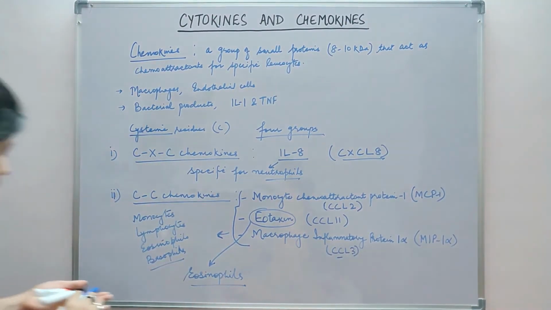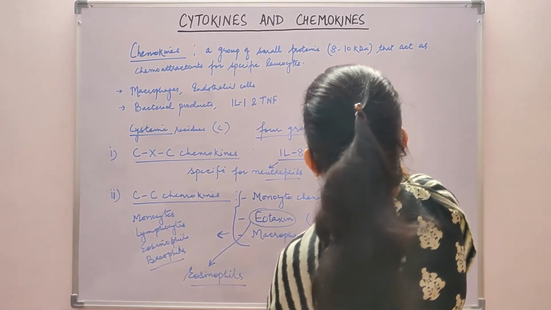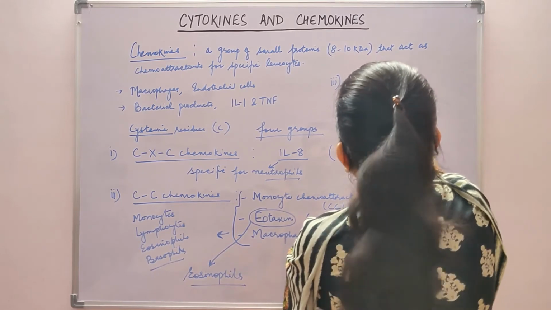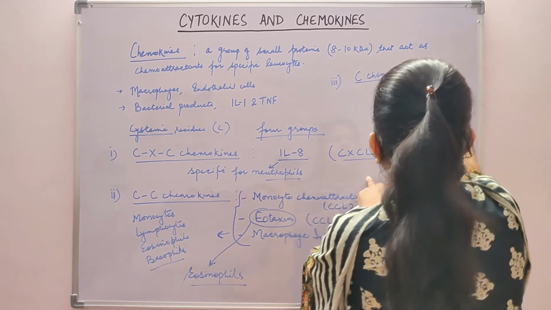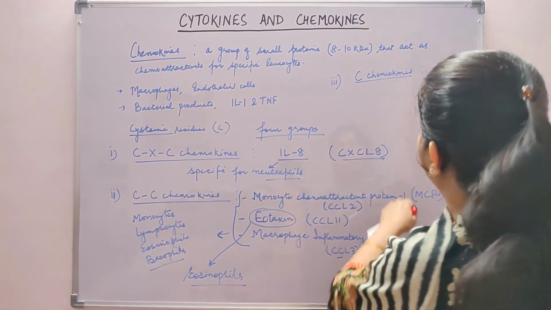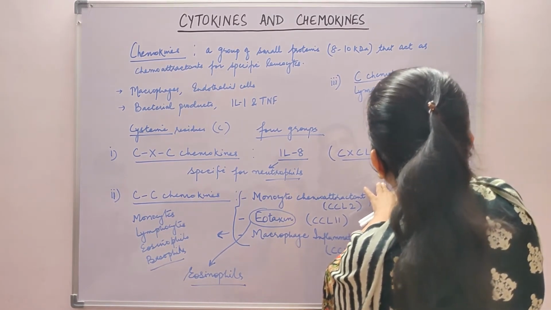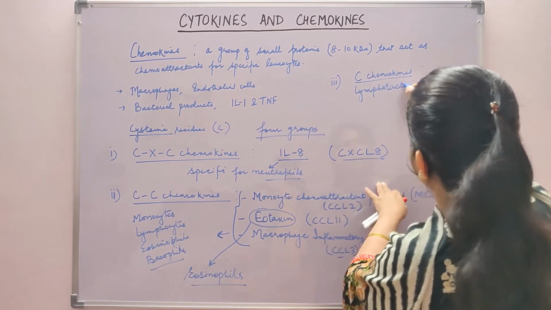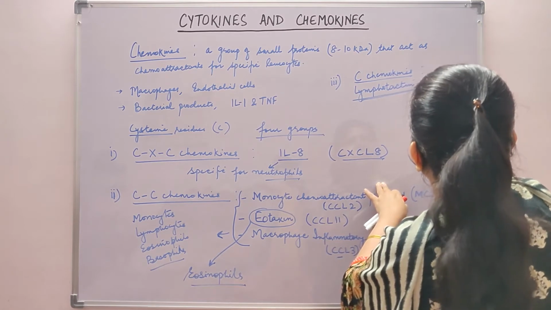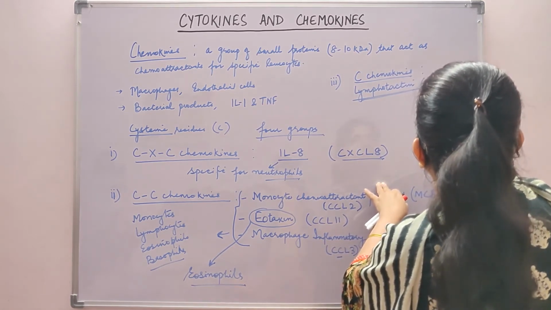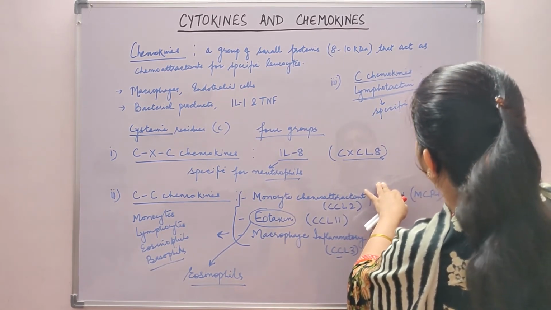Next group is the C chemokines, in which the first and the third cysteine residues are not there. So in this we have, for example, lymphotaxin, XCL1. As the name suggests, it is specific for lymphocytes.